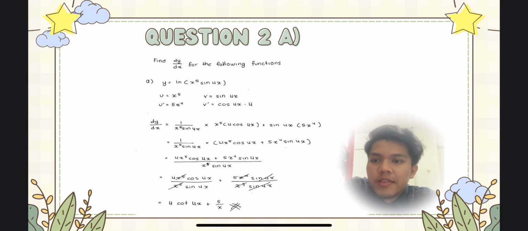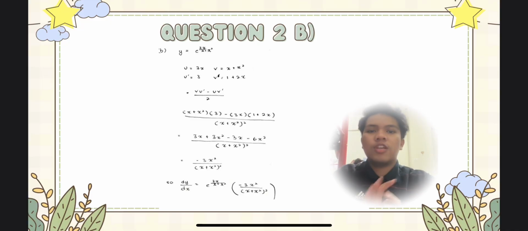which becomes 1 plus 5x^4 sin 4x over x^5 sin 4x, where we can also eliminate the x^4 and x^5. Sin 4x can also be eliminated, and the answer will be 4 cot 4x plus 5 over x. Proceed to the next question.